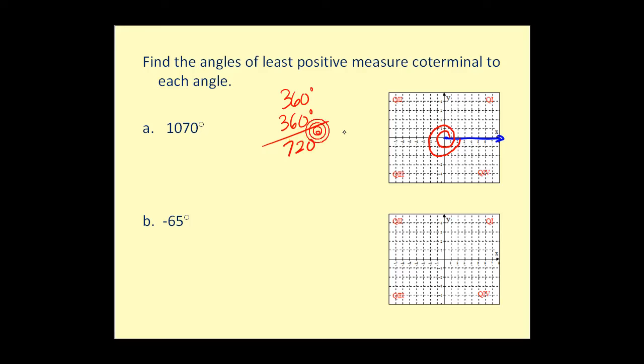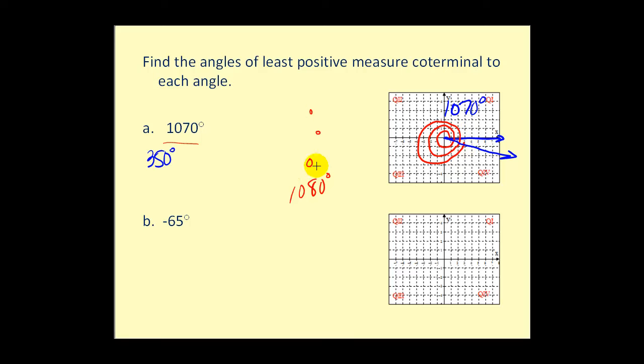Again, we're trying to reach 1070. So let's try one more revolution. And when we do that, we end up at 1080 degrees, which is 10 degrees too far. So we actually have to stop 10 degrees shy of another revolution. This is the given angle of 1070 degrees. So if they wanted the least positive coterminal angle, it would be 10 degrees shy of one revolution, or 350 degrees.